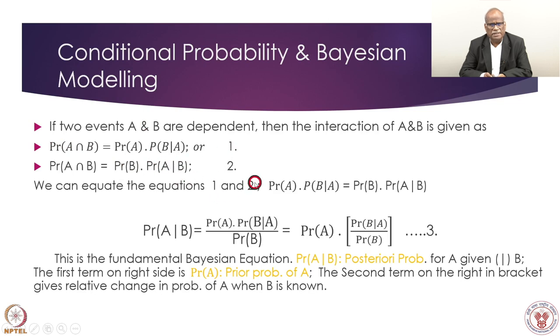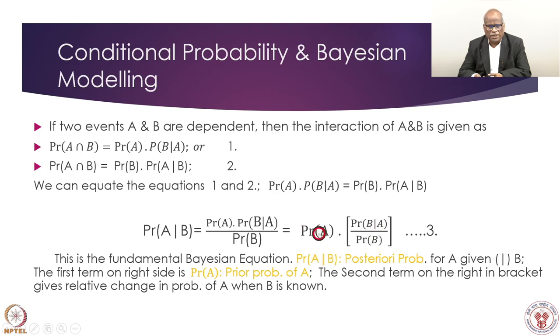So can we equate them? Yes, we can equate them. And then we can estimate probability of A given B, that is this term. So what we have is probability of A into probability of B given A divided by probability of B. Okay. So we have got this expression. And the beauty of this expression is, if we separate out the left hand side term and the right hand side term, what they are trying to convey is probability of A given B is equal to probability of A into probability of B given A, divided by probability of B.